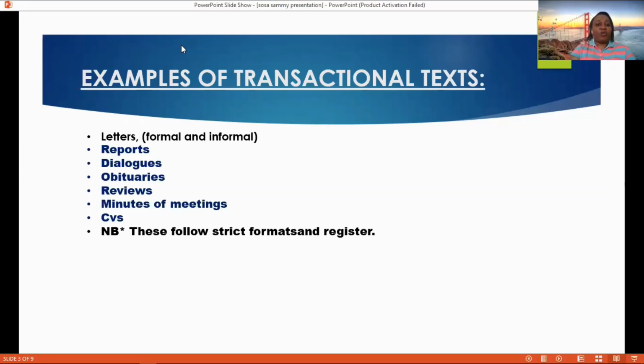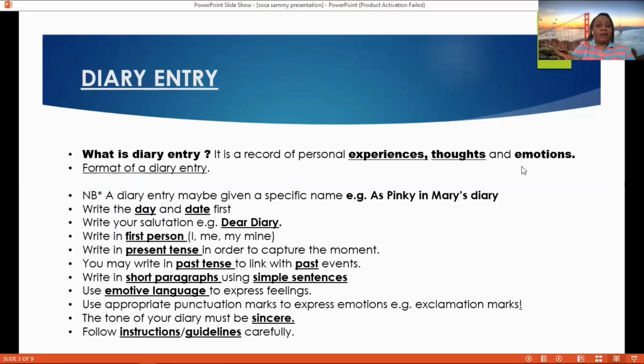Right, we are going to move on to the next part of our lesson, which will focus on a diary entry specifically, because the diary entry is one of the particular examples which we need to look at in this term.